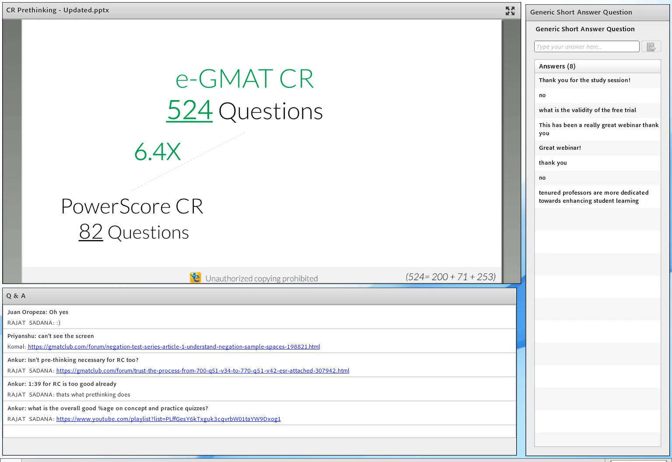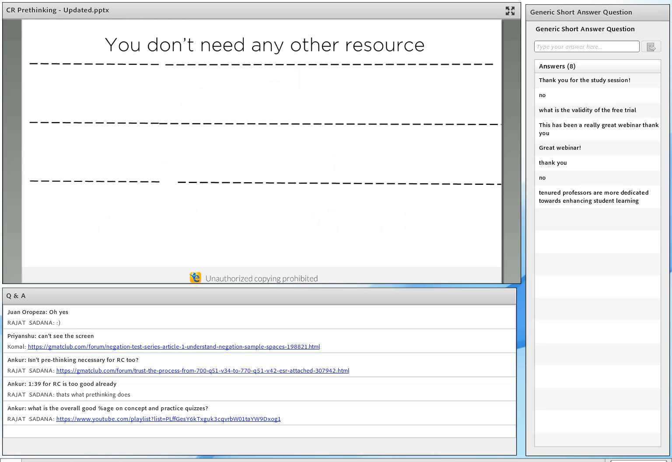Now, how does this differ from some of the other resources that you have? Not just in total number of questions, but also the depth of solutions, also the consistency of pre-thinking. You're going to see for each one of these questions, all of these things. When you look at any of the other resources, you're going to find that these will tell you what is right versus what is wrong, but it won't tell you where you faltered.